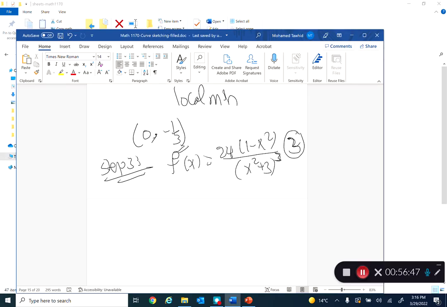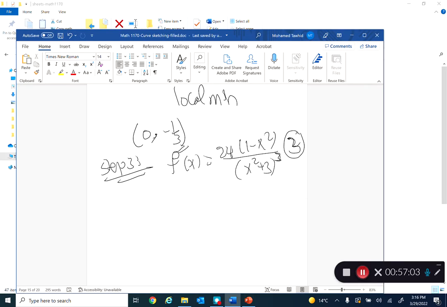Apply the quotient rule the first time to get the first derivative, and then apply the quotient rule again on the first derivative to get the second derivative, right? You are going to apply the quotient rule twice. And if you have difficulty, just see me there, or just let me know.